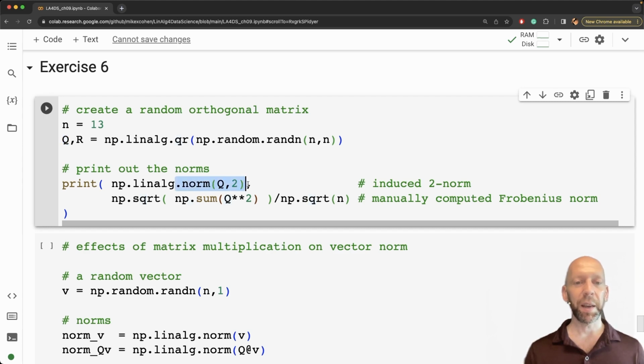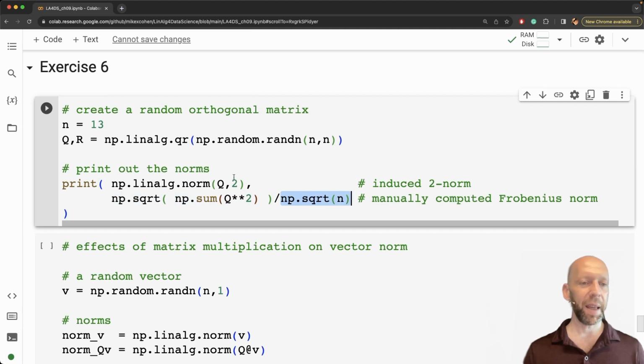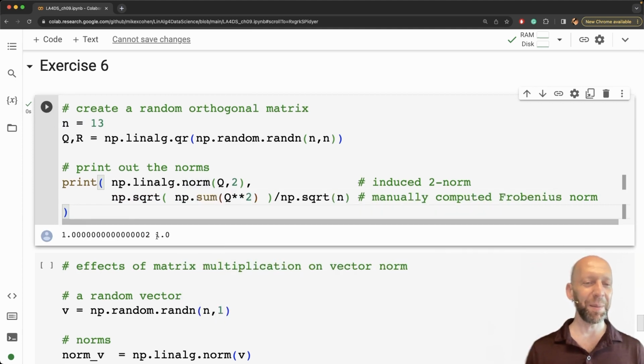Here we compute the induced 2 norm. That's through numpy.linalg.norm. And if you provide a second input of 2, then that is the signal to numpy that it should return the induced 2 norm. Okay, and then we also take the Frobenius norm here as all the individual elements of the matrix squared, summed, and then the square root of that. So this is the Frobenius norm of this Q matrix. And then here I'm dividing by the square root of n, where n is the number of columns. And then as I wrote in the text, both of these should be equal to 1.